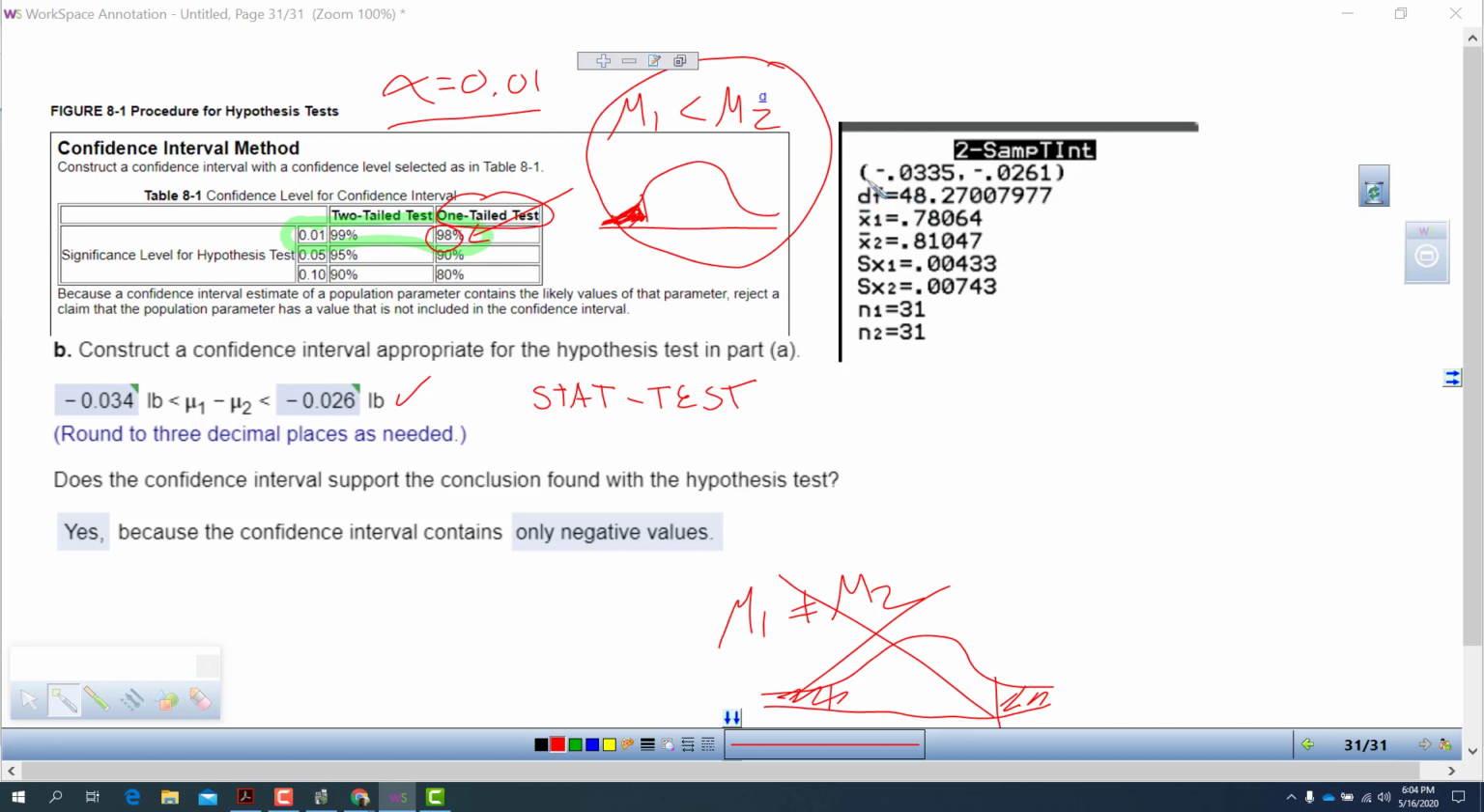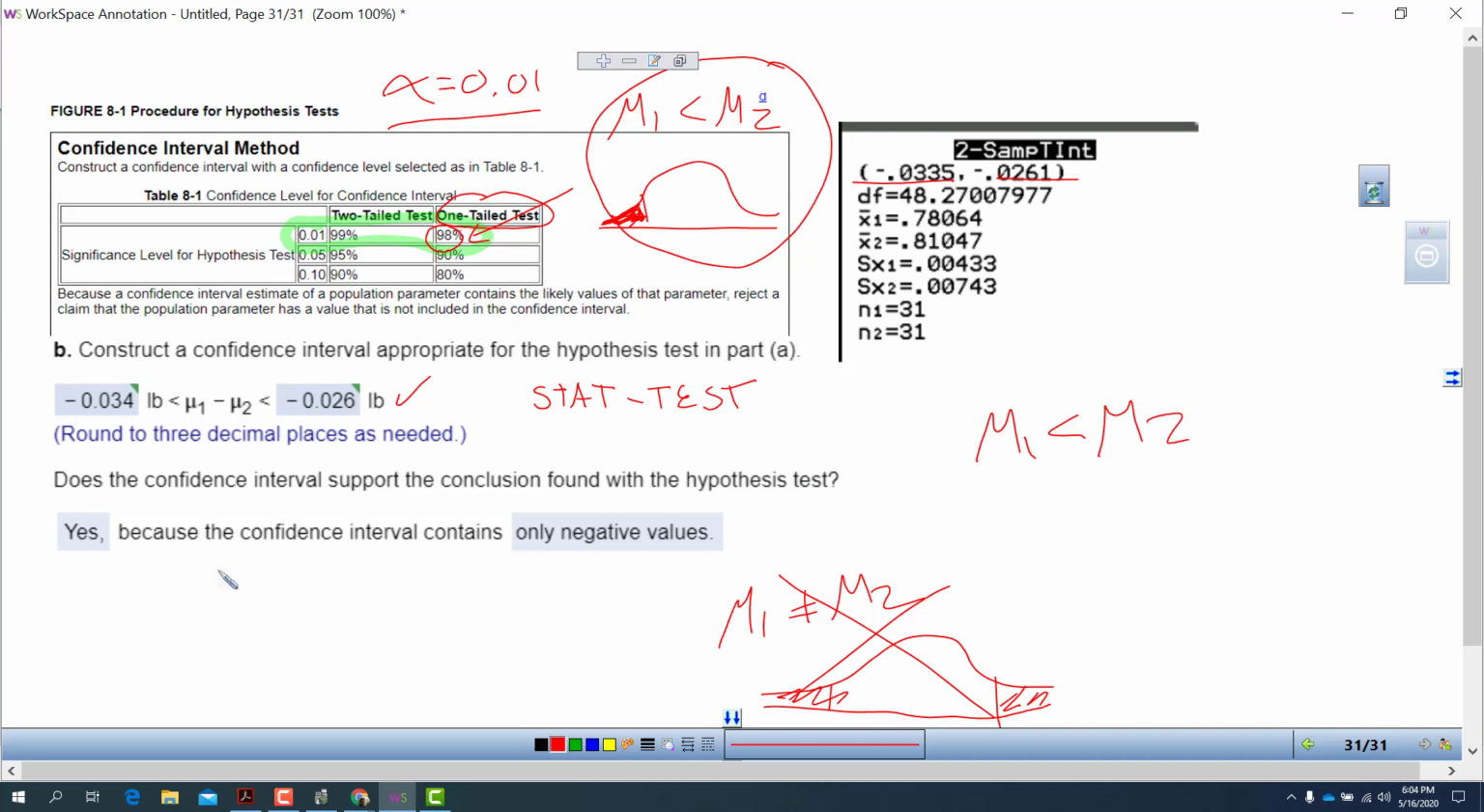These are the values right here of the limits of the confidence interval. Since the confidence interval contains only negative values, that supports the idea in the conclusion that mu1 is less than mu2, because the interval contains only negative values. And that's how you do this problem.